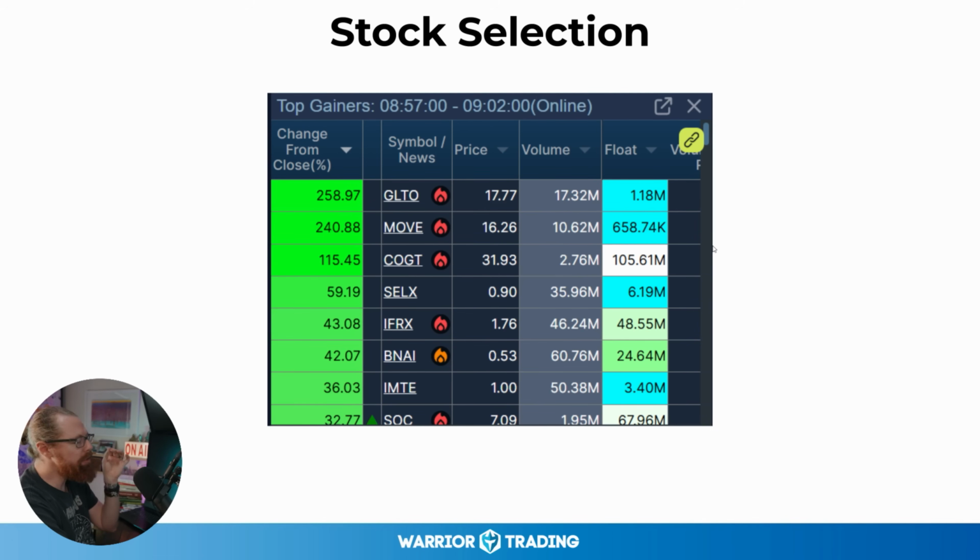Now, let's talk about number 3, stock selection. How do you choose the strongest stocks each day? This is very simple. I don't want to overcomplicate it for you, and I don't need to, because I simply look at the leading gainers in the market. This day, GLTO and MOVE, those 2 stocks were the leading gainers. So you better bet those were the stocks I was trading.